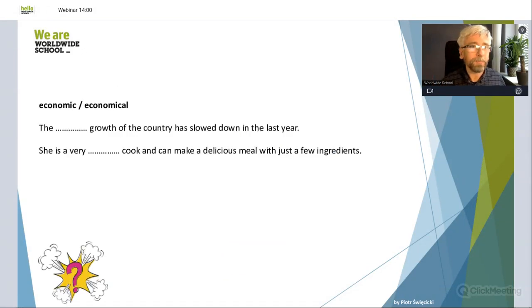Time for an exercise. What do you choose here? Economic or economical? Now, get your fingers ready and please type. You can type number 1 and the answer, number 2, the answer. Okay. The growth of the country has slowed down in the last year. She's a very cook. So one of them is careful with money. The other one is related to the country.